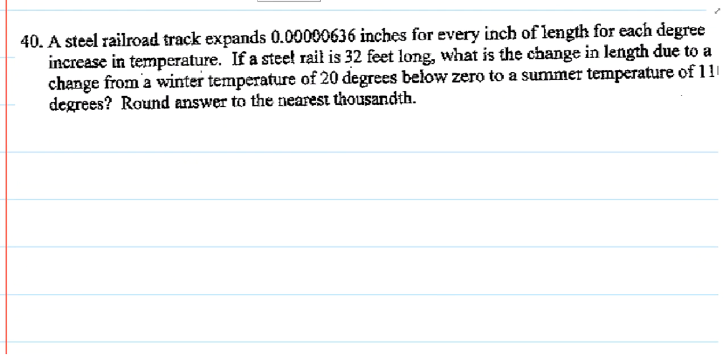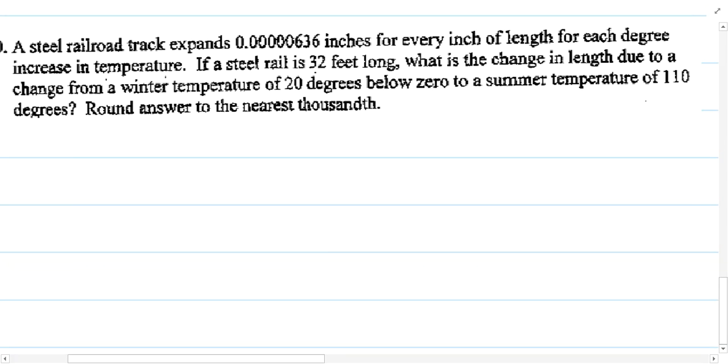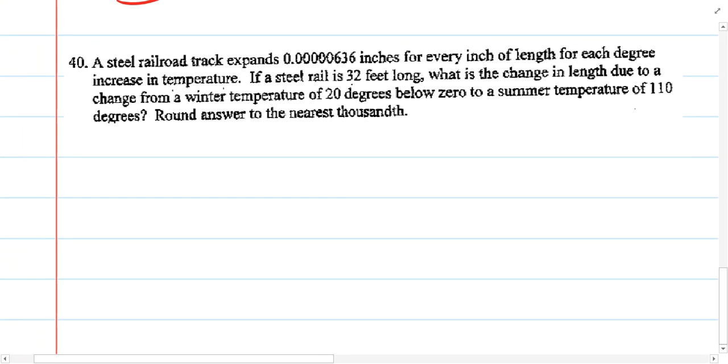Okay, and so this last one looks to be perhaps the most complicated, but with a little bit of thought, I think we can get through this. A steel railroad track expands this amount, a very tiny amount of inches for every inch of length for each degree of increase in temperature. So we're talking about thermal expansion here. The steel railroad track extends or expands in length or size as the temperature increases.